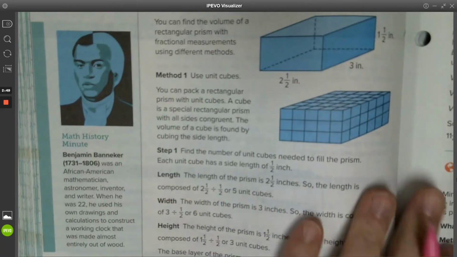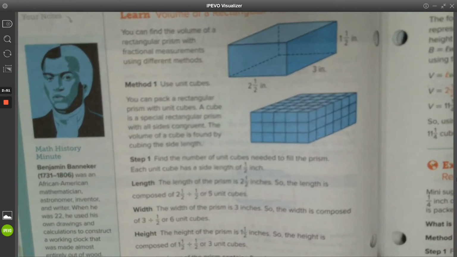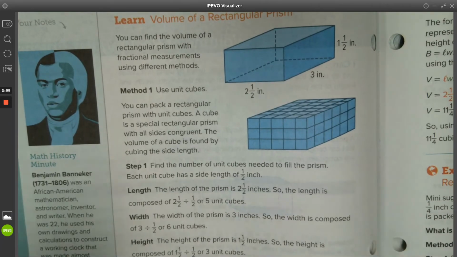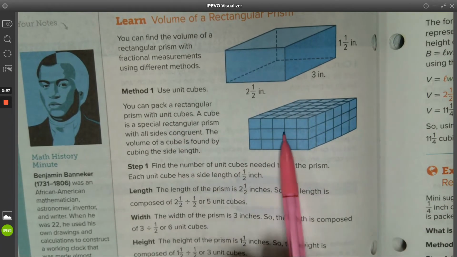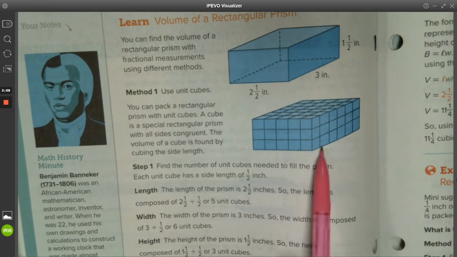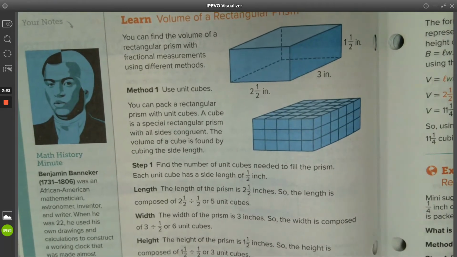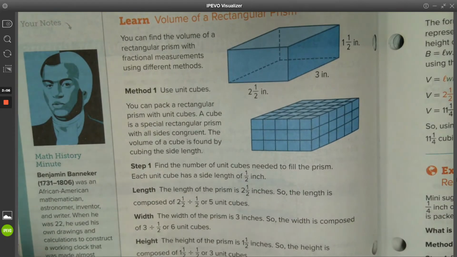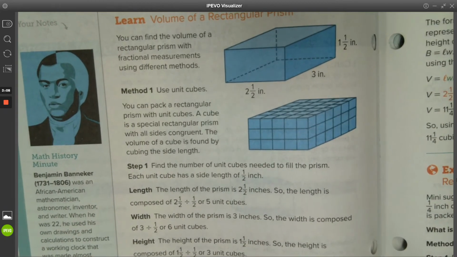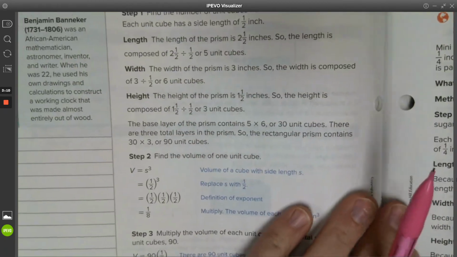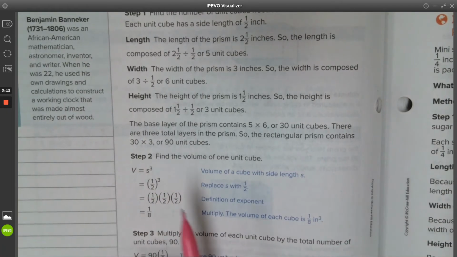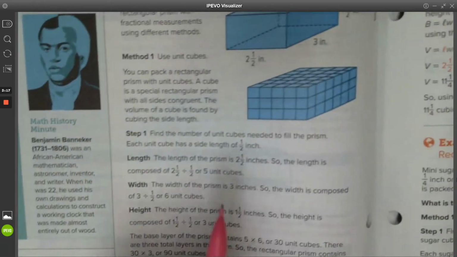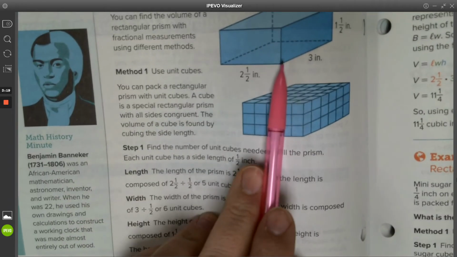So let's take a look at another one here. I am on page 486. You can find the volume of a rectangular prism with these measurements, right? One way is to use unit cubes. You can layer them all out, count them all out. Oh, that's kind of lengthy. So the easiest way to do this is to use your volume formula, which says we're going to take the volume, the length times the width times the height.